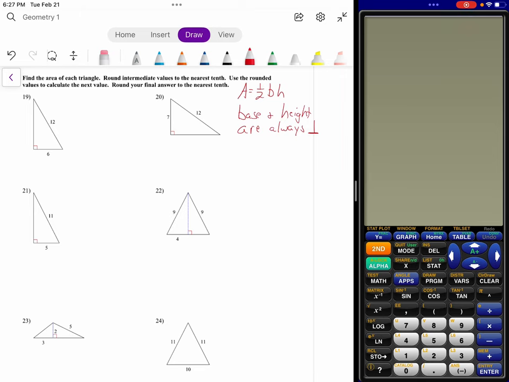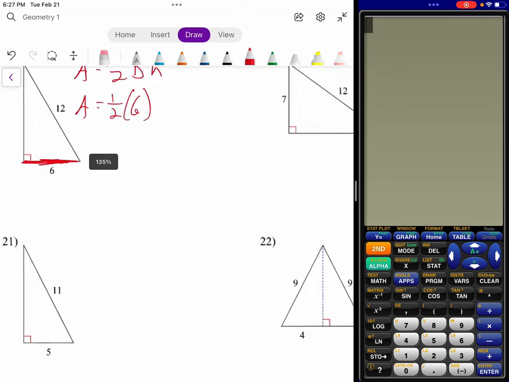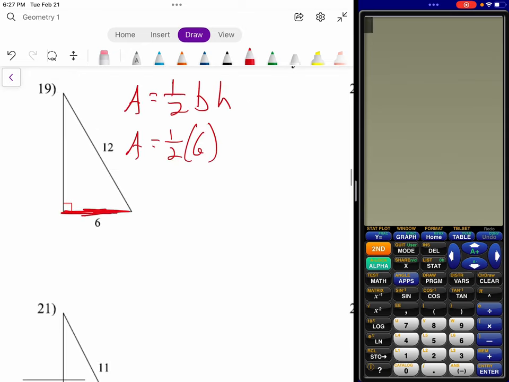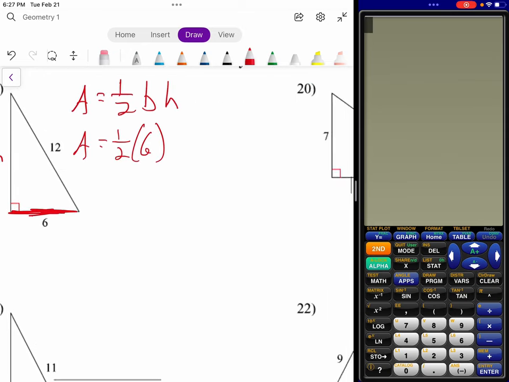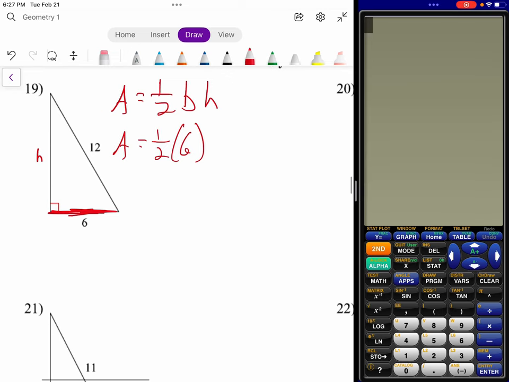So we'll take a look at number 19. 19, we want to find the area. So we want 1/2 base times height. Well, we have a base here is 6. However, we don't have the height. 12 is not the height because they are not perpendicular. So can we find the height? Certainly. We can use the Pythagorean theorem.